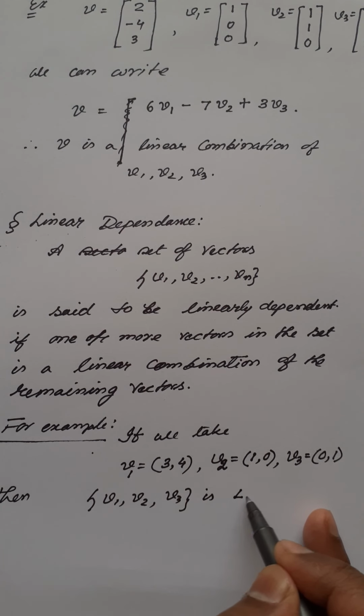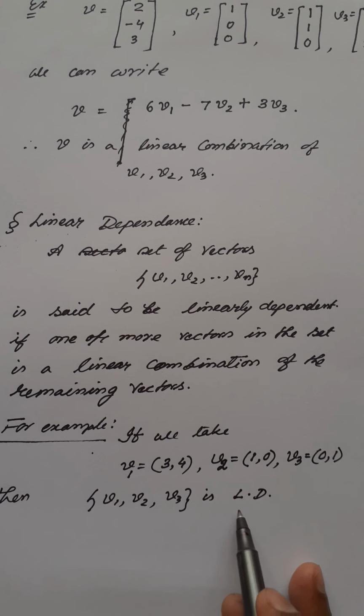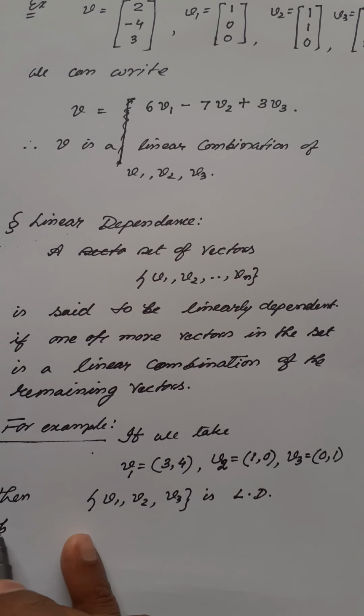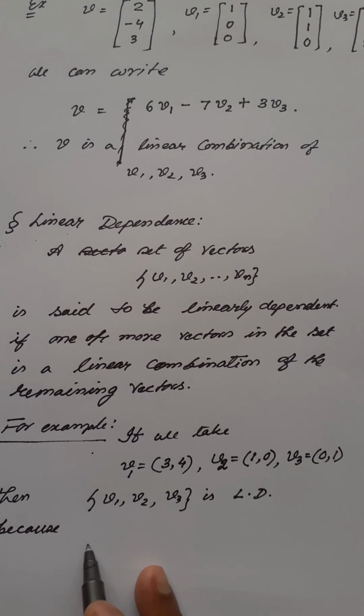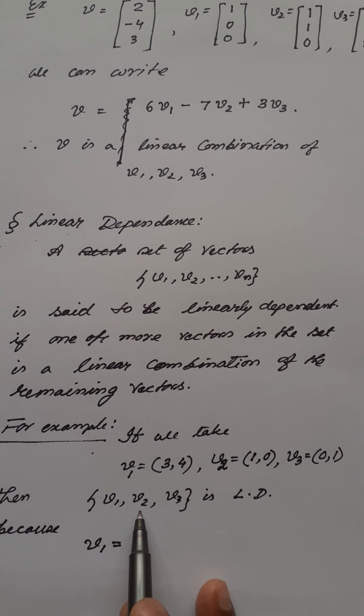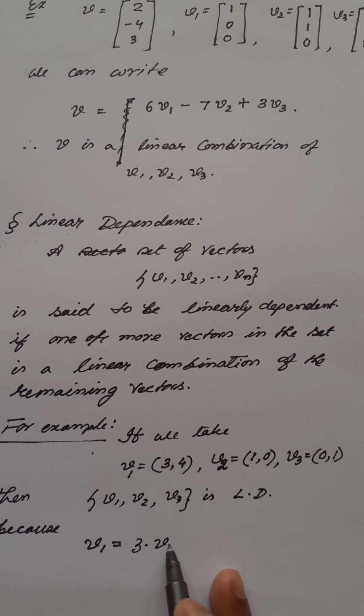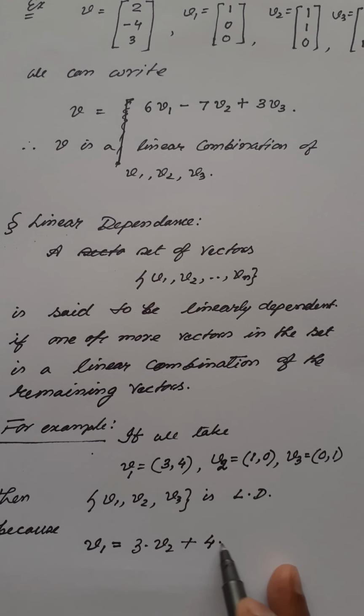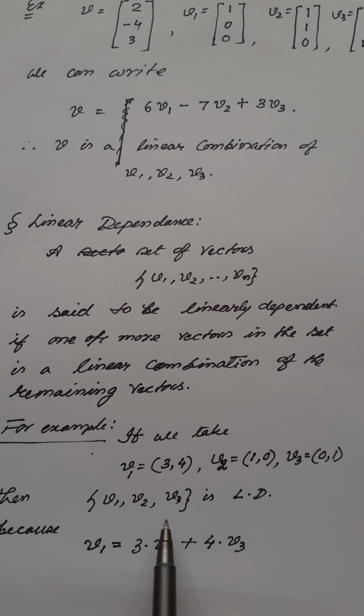is linearly dependent. We write LD for linearly dependent for short. If you observe carefully, we can express V1, one of the members of this set, as a linear combination of the remaining two, V2 and V3. So we can write V1 as 3 times V2 plus 4 times V3. Since one member of this set is a linear combination of the remaining vectors V2 and V3, this set of vectors is linearly dependent.